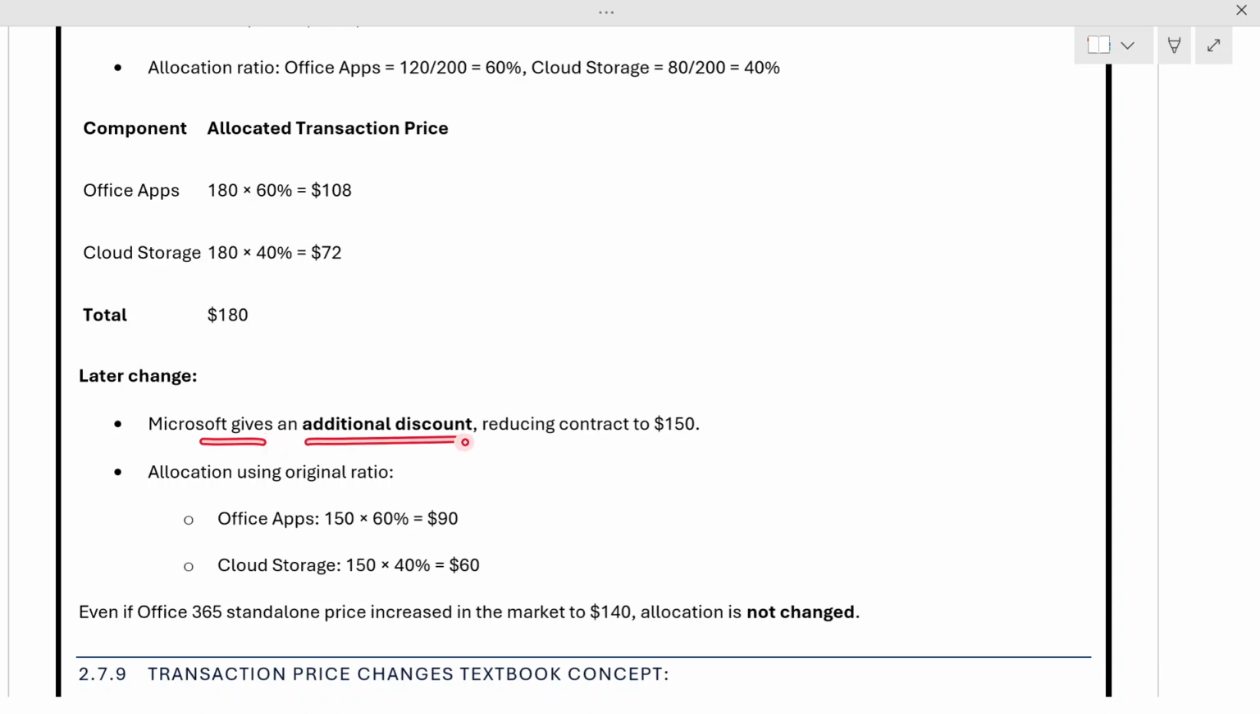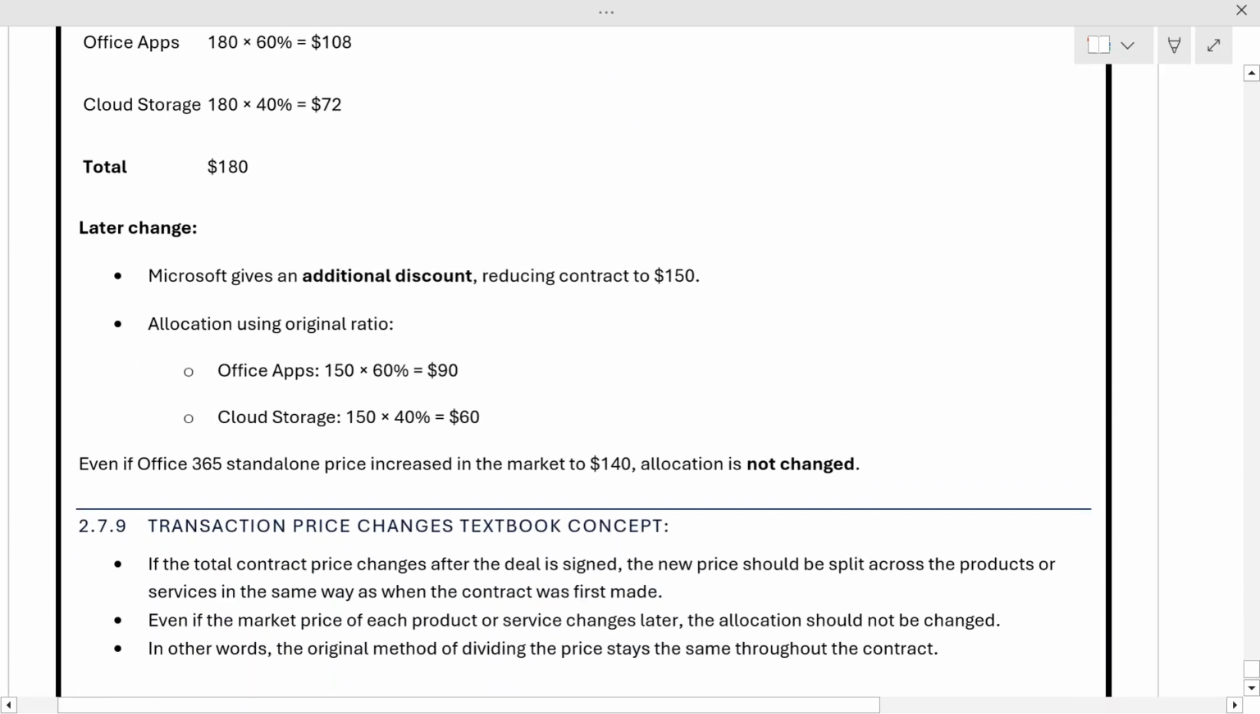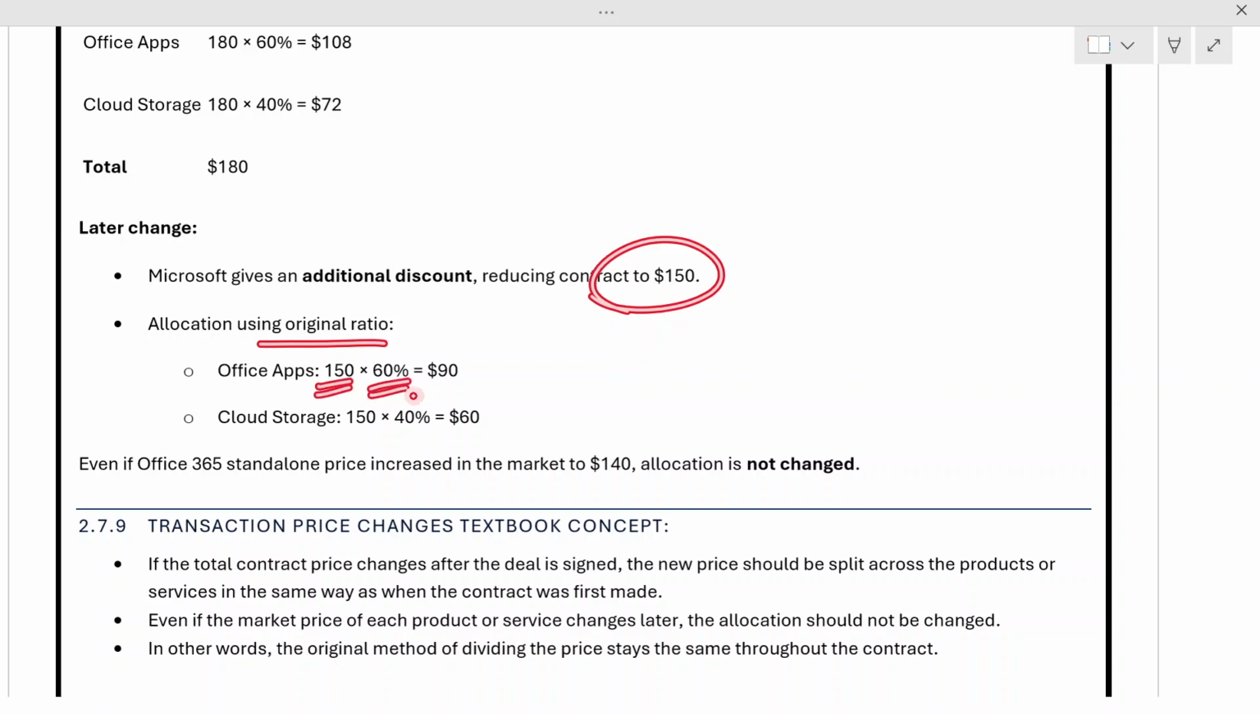Microsoft gives additional discounts and says this is generally a discount available to all our old customers as well. So after that the contract price reduces to $150 from $180. Now there is a change in the transaction price itself. Then what you will be simply doing is saying that now this $150 will be allocated again in the 60% and 40% ratio.